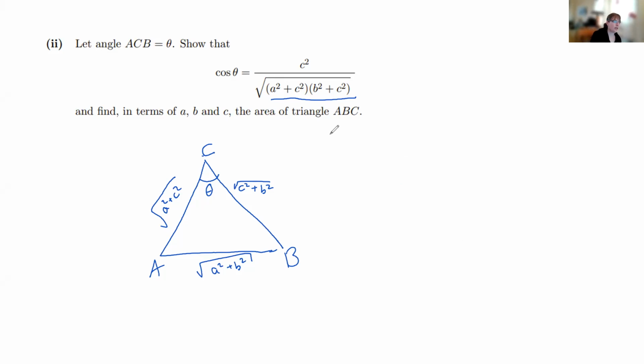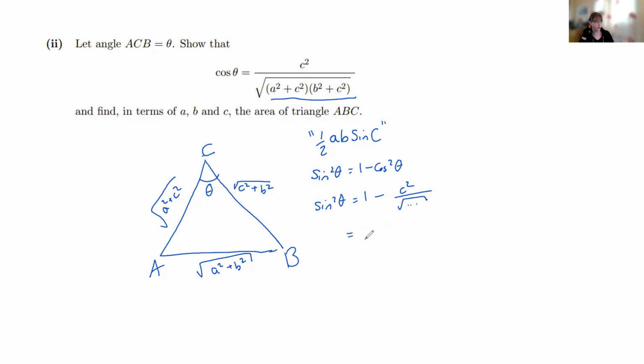Okay, so we know that the area of a triangle is, and I'm going to put it in quotation marks again because it's not A and B. So we know that the area is given by this. We don't know what sine theta is, but we do know what cos theta is. So hopefully we can work out sine theta. So using sine squared theta is 1 minus cos squared theta, we get sine squared theta is 1 minus c squared over that thing from before.